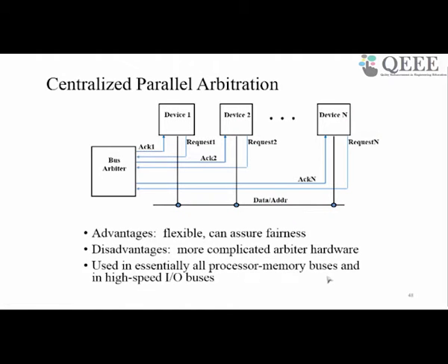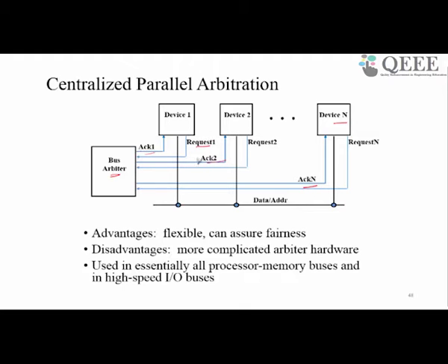Then there is a centralized parallel arbitration scheme, wherein n devices are connected to a particular bus arbiter. Each device has a request signal which goes to the arbiter, and it gets an acknowledgement back from the arbiter. So there are n request signals which come to the arbiter and n acknowledgement signals which go to the respective devices.